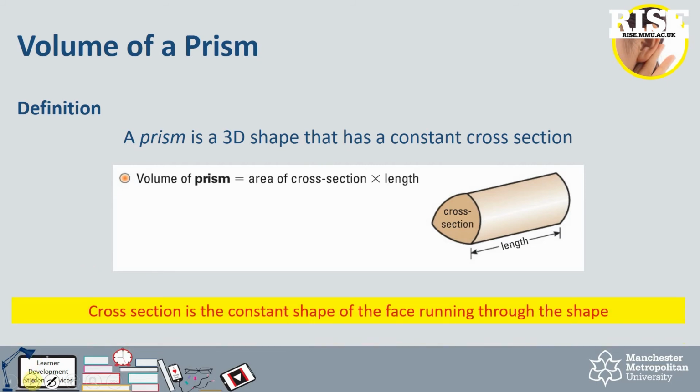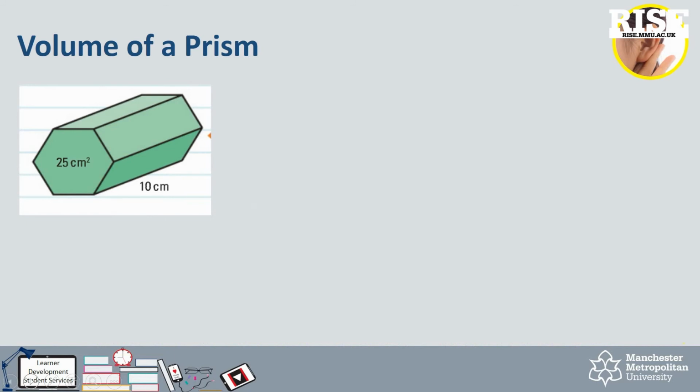Here is a hexagonal prism. It has a hexagonal face that runs at a constant throughout the prism. To find the volume of any prism then, we just take the area of that constant face and multiply it by how far back it goes, or how deep the shape is.